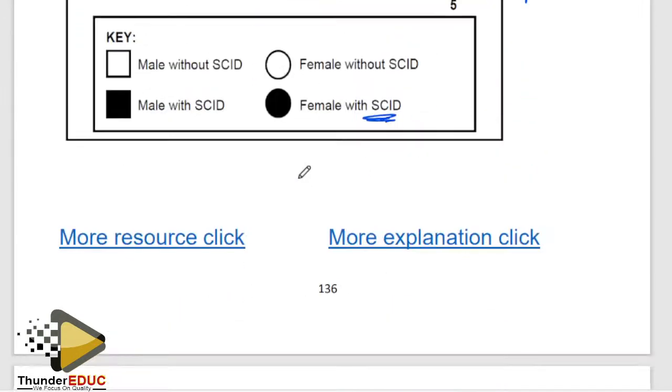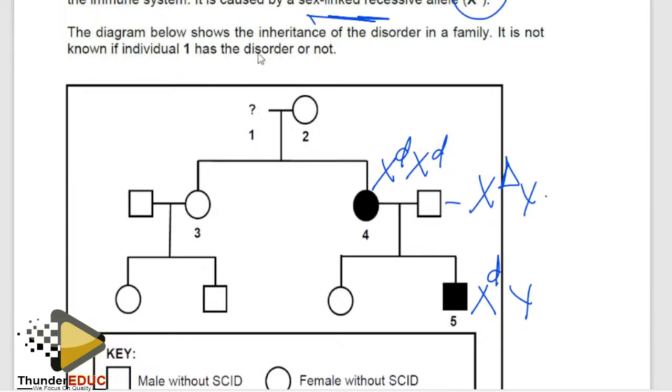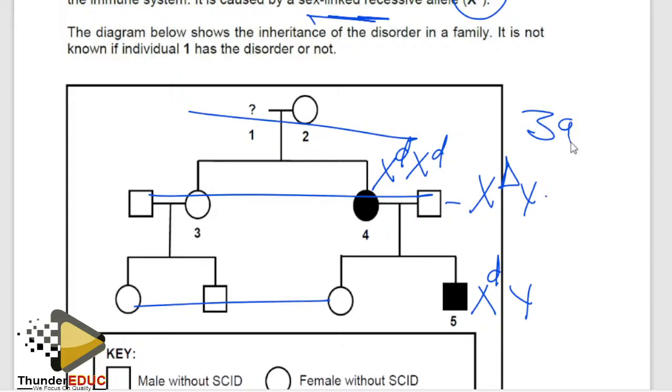Now, let me go to the questions and see how many generations are shown here. It's 1, it's 2, it's 3. So there are 3 generations.